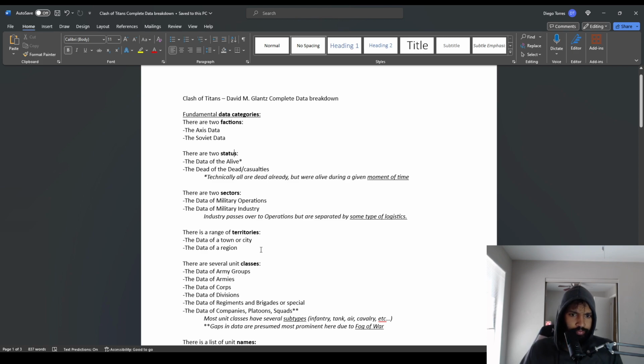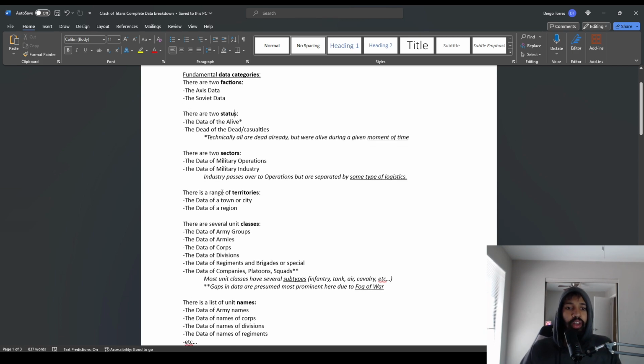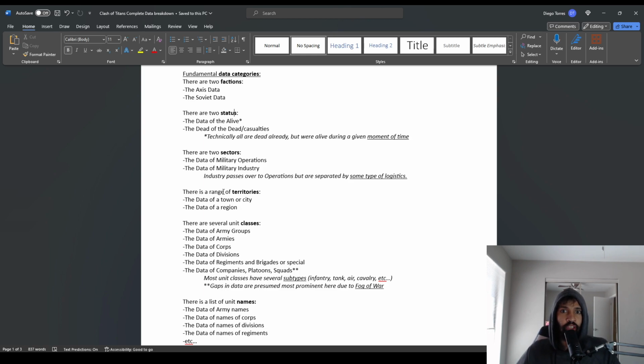Pretty straightforward. Then I also break it down into two sectors as well. These sectors are general sectors. They don't really pertain to actual regions. They pertain to the sectors of the war. Maybe even call them fronts. And the way I like to look at it is you basically have the data of military operations, which would be like the war front.